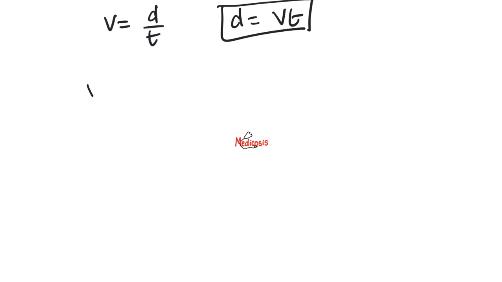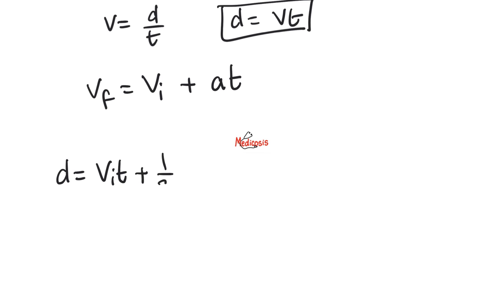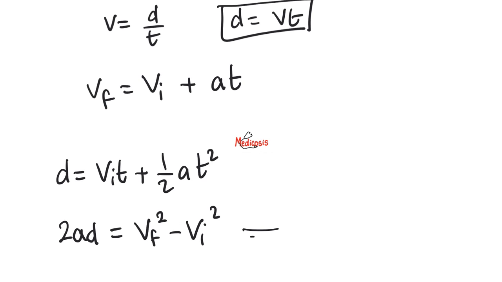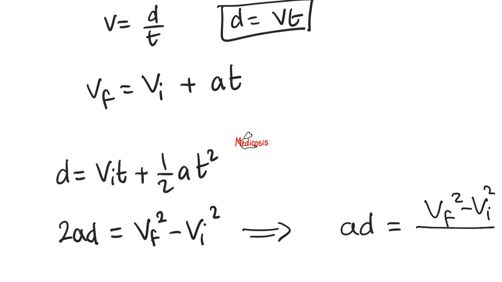Well, let's make them four. If v equals d over t, then d equals vt. This is very important. Also, we learned today that v final equals v initial plus a times t. We learned that displacement equals v initial t plus half a t squared. And we know that 2ad equals v final squared minus v initial squared. You can also write this down as ad equals v final squared minus v initial squared over 2.